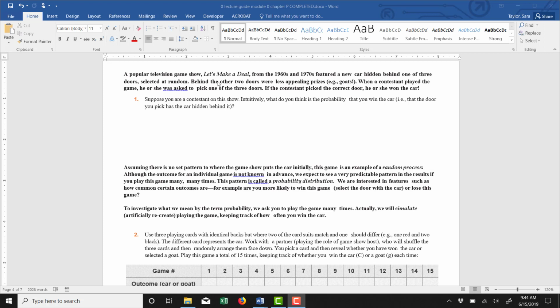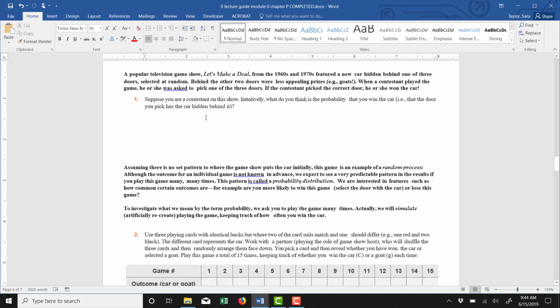So when a contestant played the game, he or she was asked to pick one of the three doors, and if the contestant picked the correct door, he or she won the car. So you saw in the previous problem how I simulated that with three playing cards. Number one asked to suppose you're a contestant on this show. Intuitively, what do you think the probability of winning the car would be?